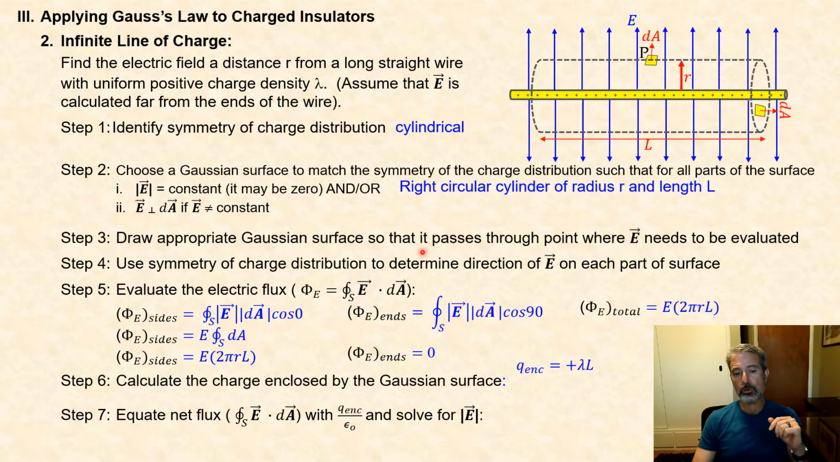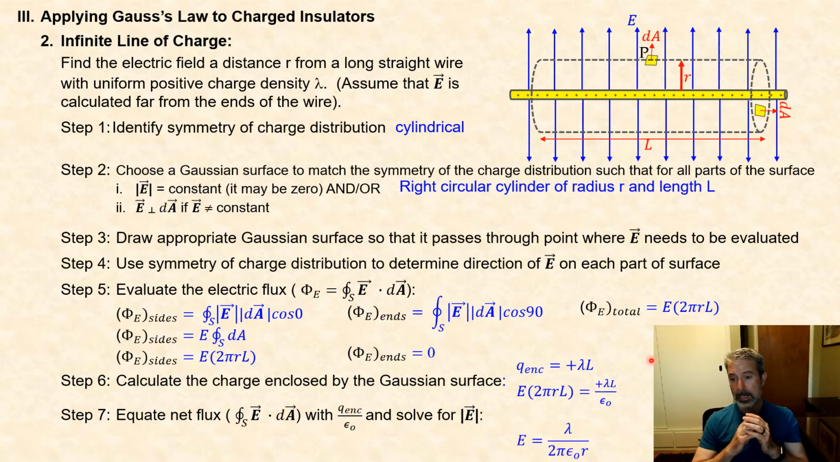Now we're ready to equate the left-hand side with right-hand side. And when we do that here, the total flux is given by this, E times 2 pi r L. The charge enclosed, lambda L divided by epsilon naught. We can now solve for the electric field magnitude, and this is the expression we get.